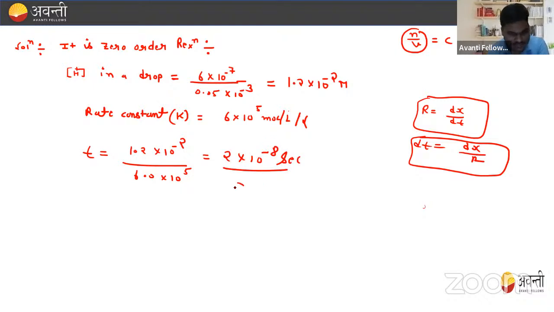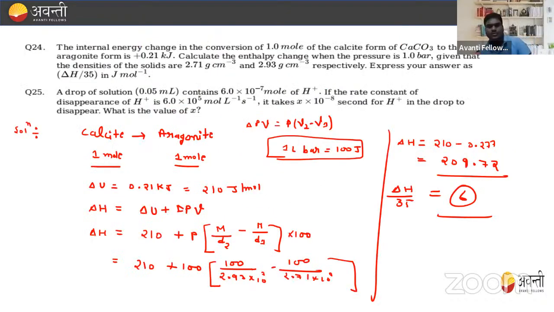Okay. So this is equal to x into 10 to the power minus 8 second. So what is the value of x? It is nothing but 2. Right. So it takes x into 10 to the power minus 8 second, that is 2 into 10 to the power minus 8 second, right?